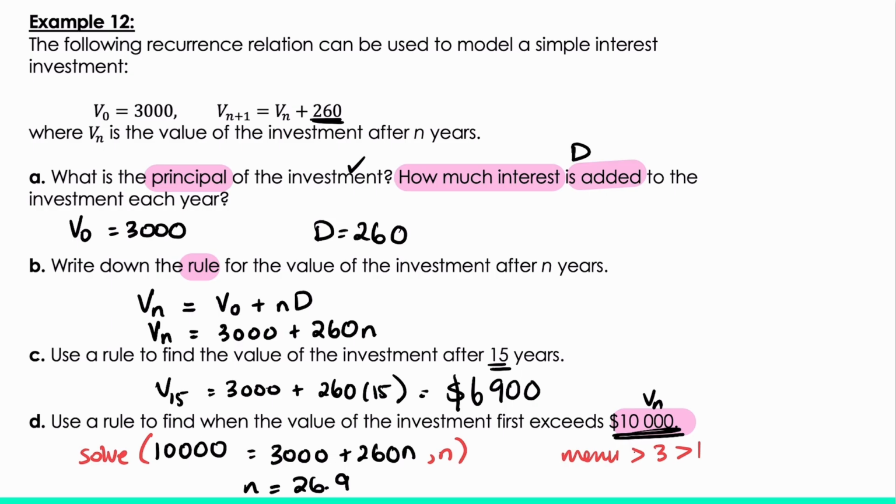So what's happened here is that at 26.9, so within the 26th year, that's the point at which we exceed 10,000, but we want to find it at the end of the year. So after how many years is that going to happen? In this case, we're going to round up. In fact, we're always going to round up, because even if I got 26.1, it hasn't happened yet by 26. So we have to always go until the next year. So this will be 27 years. So always round up.